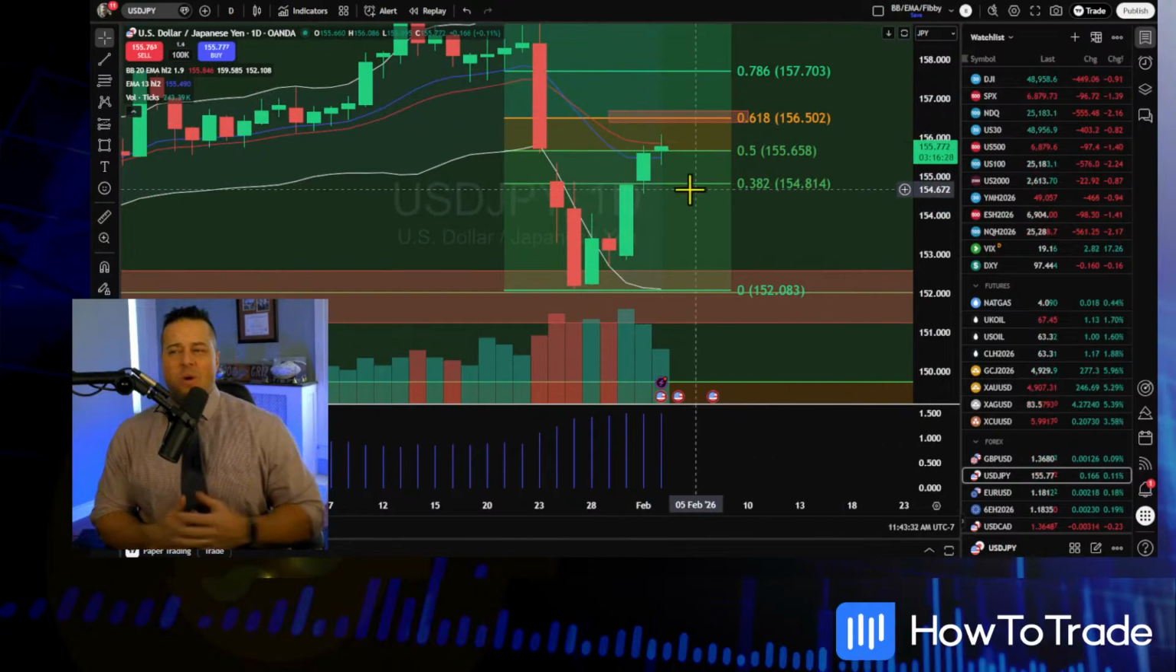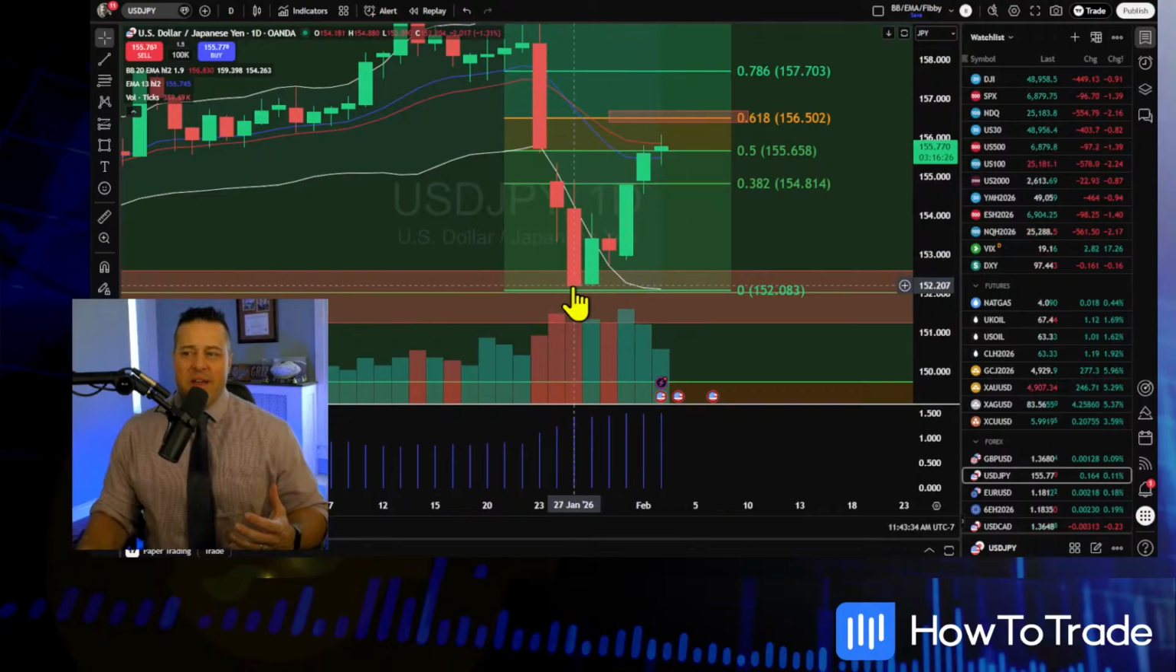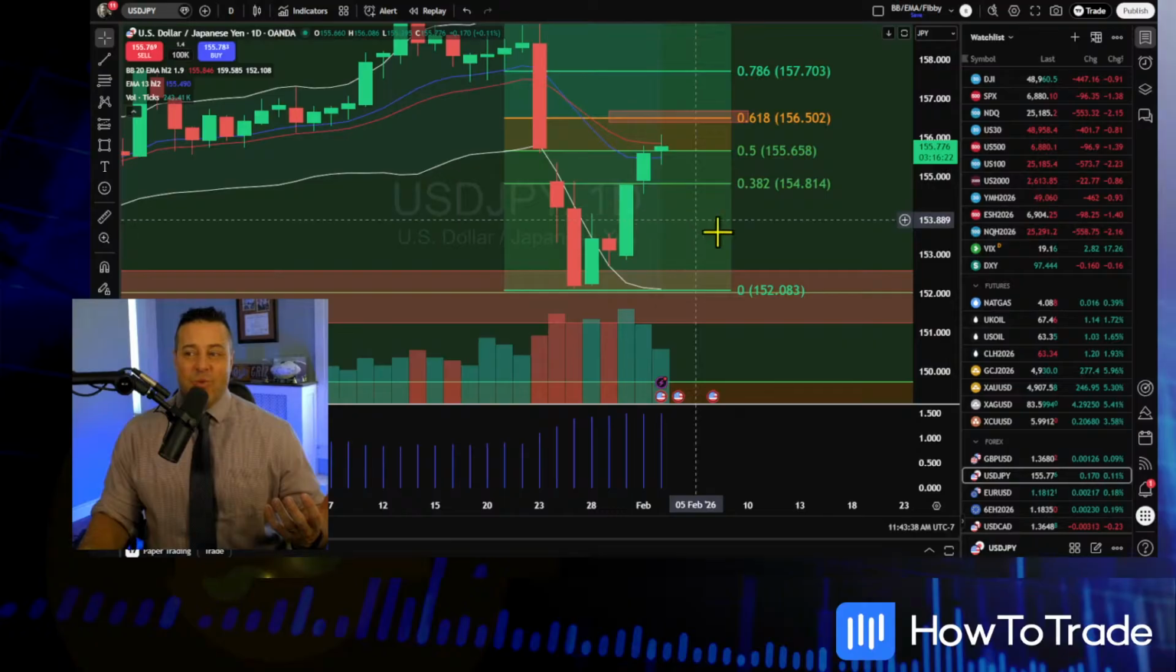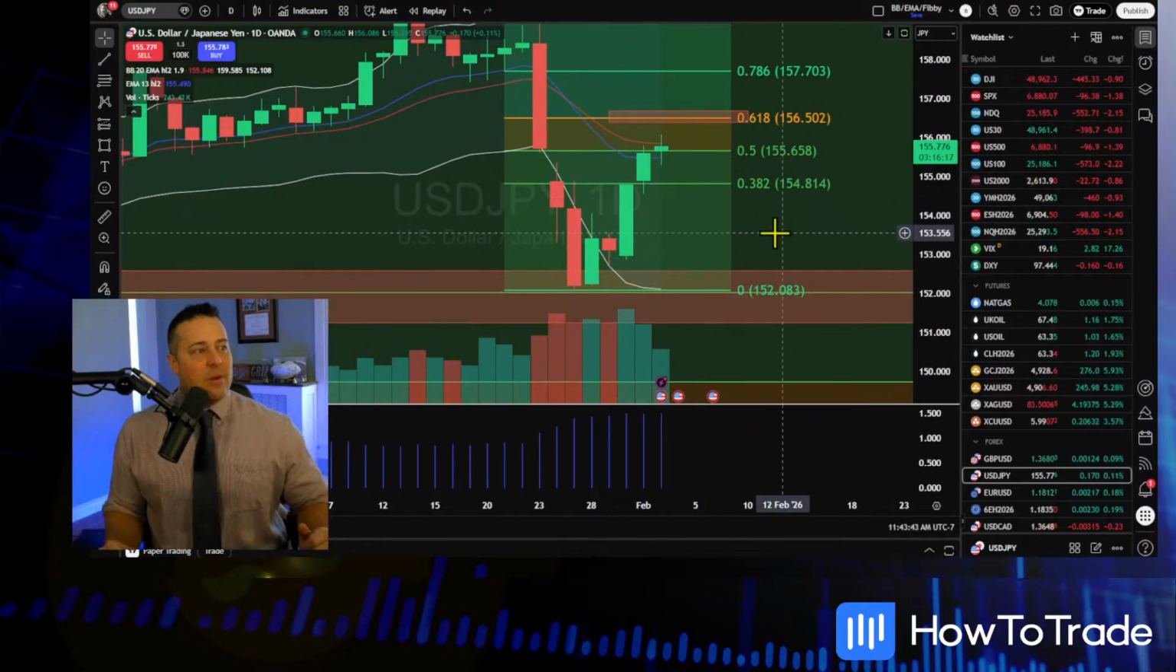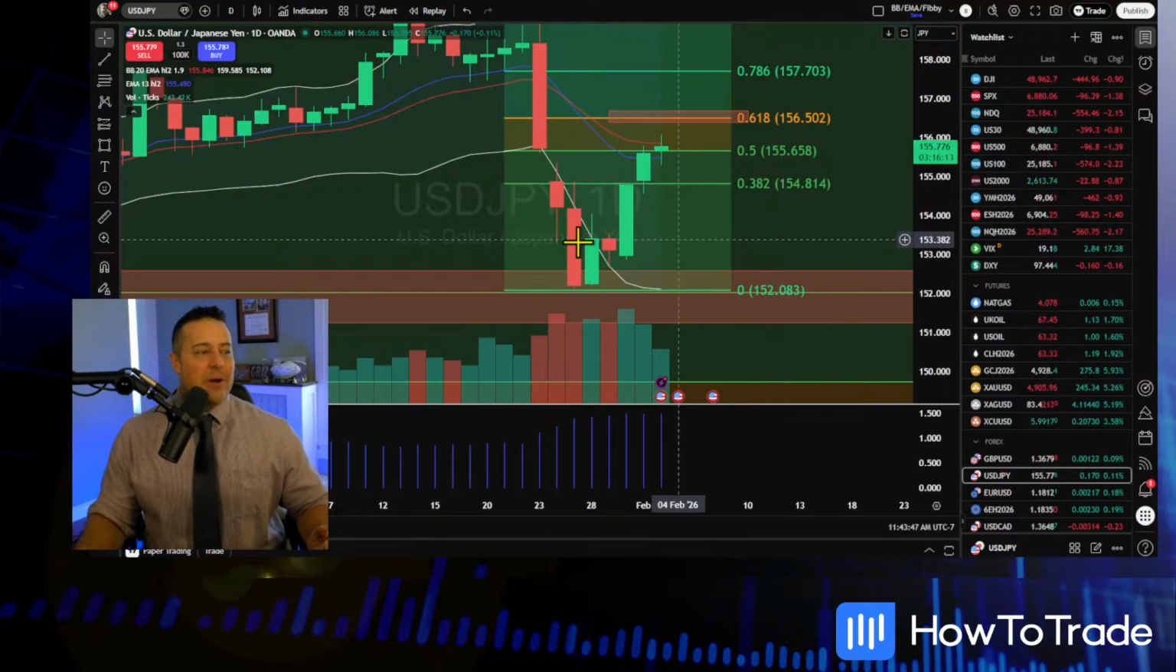If you want to buy this market, I would wait. I mean, this area right down here, this 152 trade that developed back on the 27th of January is about as sweet as it gets. If we get another shot down there at 152.04, something like that, then we'll have an opportunity potentially to grab a trade. That's what I would look at for the dollar yen.